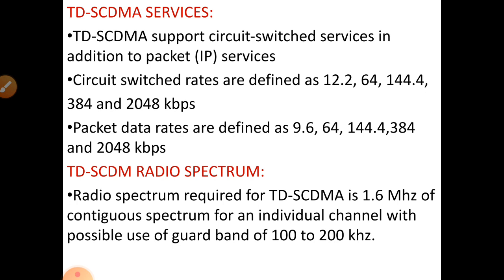According to the TD-SCDMA radio spectrum, there is 1.6 megahertz of contiguous spectrum for the individual channel, not for all channels. So each individual channel has a radio spectrum of 1.6 megahertz, and they also use a guard band of 100 to 200 kilohertz. The meaning of guard band is the protection band. It protects the network from other types of radio frequencies or radio spectrum levels.